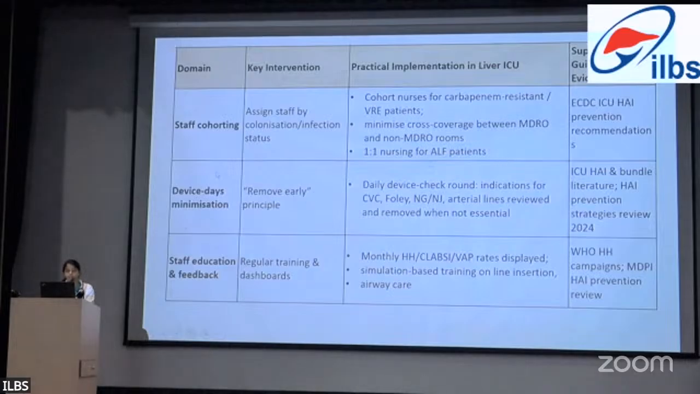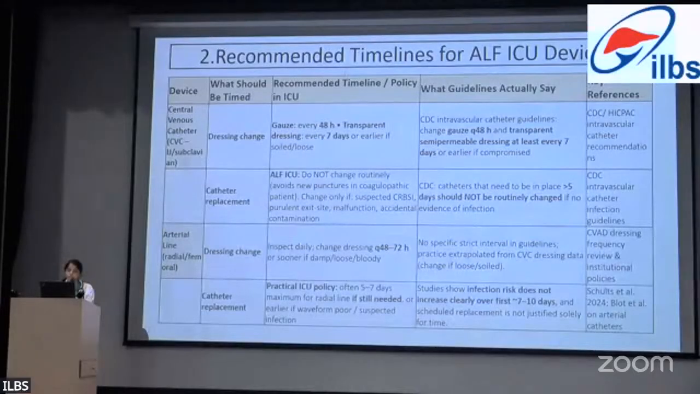Device days minimization, remove early principles. So here, a daily device check round: indications for CVC, Foley's, NG, and arterial lines should be checked daily, and removed when not essential. Staff education and feedback, so regular training and dashboards. Monthly hand hygiene and CLABSI rates should be displayed, training should be given, and airway care should be advocated. So that is the first.